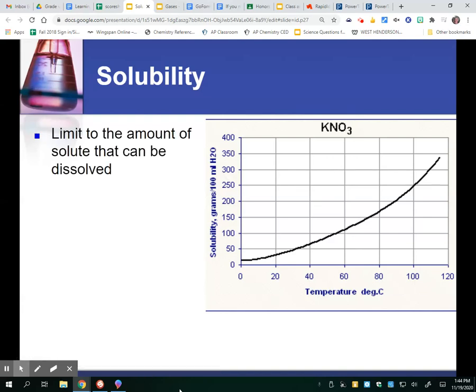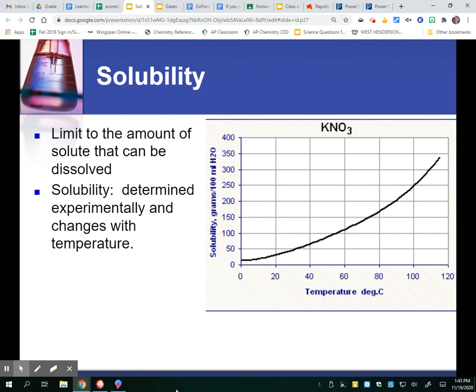This video is on reading solubility curves. So there's a limit to the amount of solute that can be dissolved in a particular solvent. Now, for simplicity's sake, in this class, we are going to be only dealing with water as our solvent because most of the solutions that we make are water-based solutions or aqueous solutions. So this limit is called a substance's solubility. It is determined experimentally and does change with temperature.